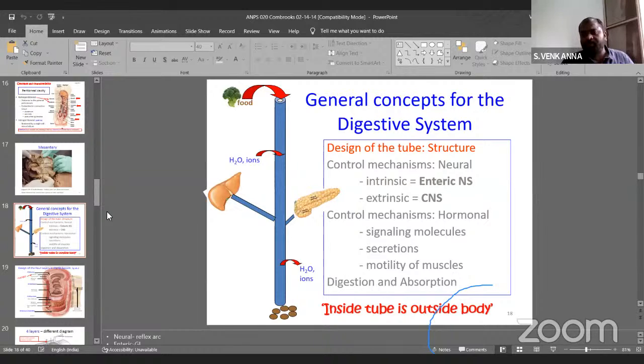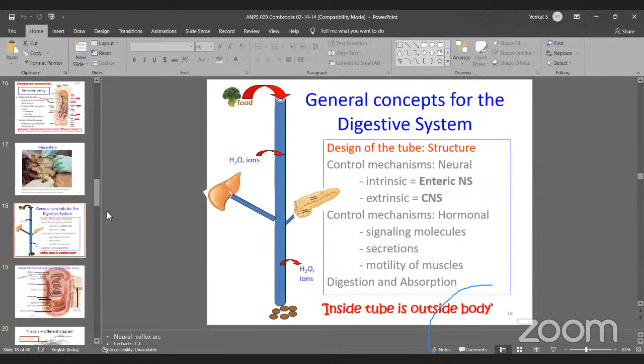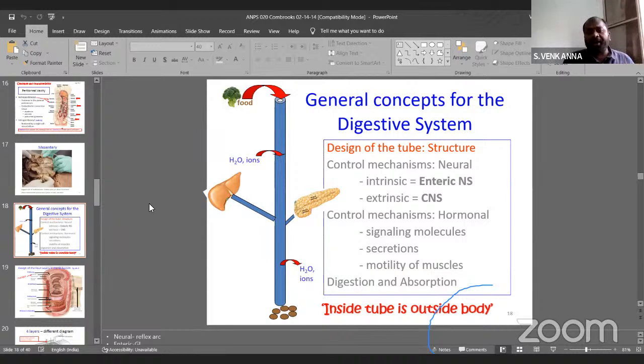For the digestive system in general: clearly, there are food, water, ions, and the pancreas, liver, and intestines. The food enters the esophagus and the salivary glands help convert complex materials into simple materials, adding water and ions, and hormones are secreted by the liver and pancreas. This is the general concept.